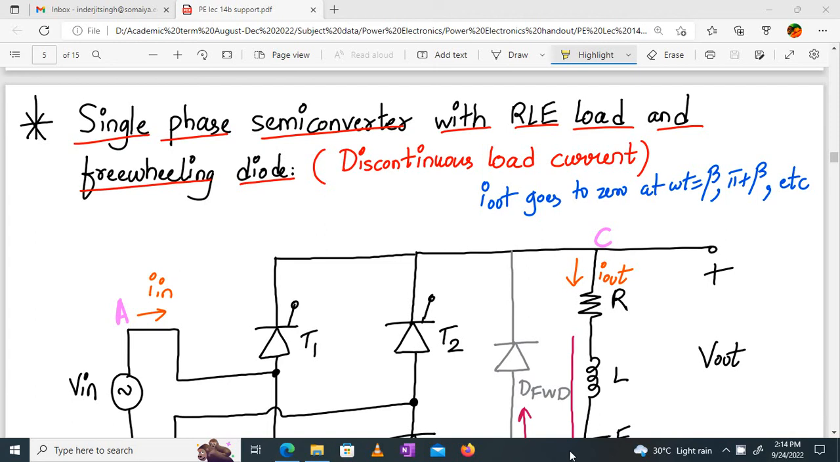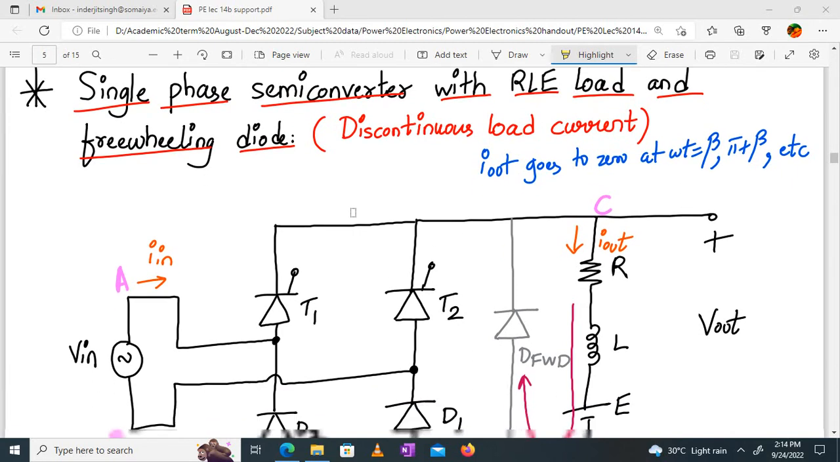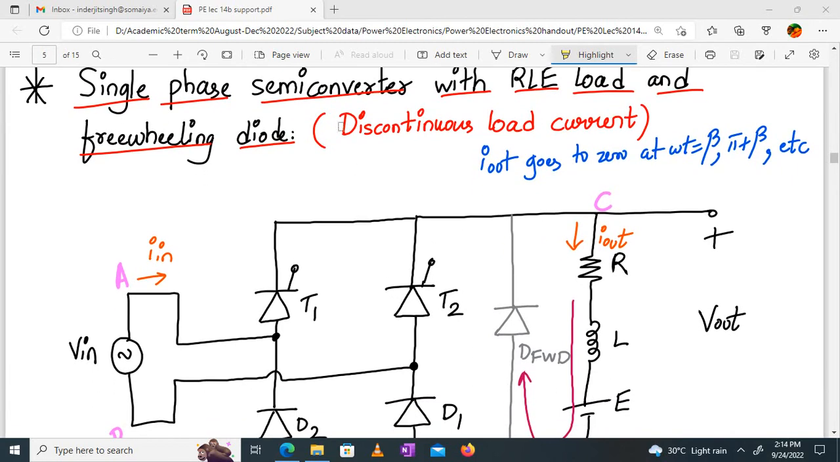Hello everyone. Today's topic which we are going to cover is single phase semiconverter with RLE load and freewheeling diode. Previously we have covered single phase full converter with RLE load, right? With continuous and discontinuous load current. So today we are going to focus on discontinuous load current mode.